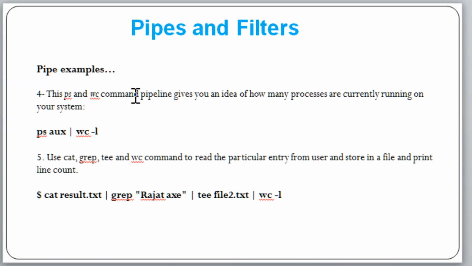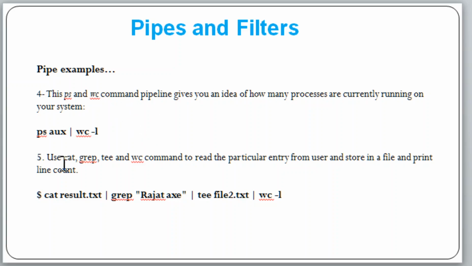So this ps and wc command pipeline gives you an idea of how many processes are currently running on your system. So you can do ps aux, which is going to list all the processes running on our system. We're going to pipe that to word count, and it's going to give us back the number of lines in that file. So that could tell us how many processes are running because it'll tell us how many lines there are.